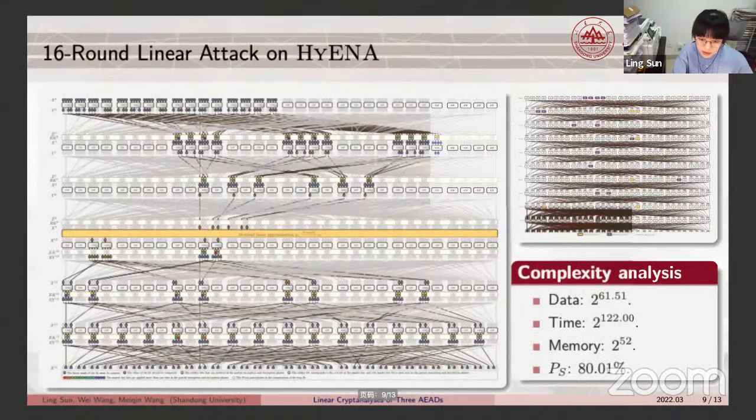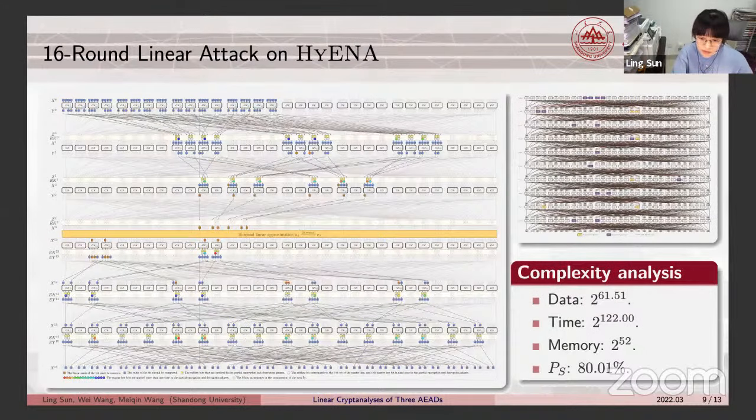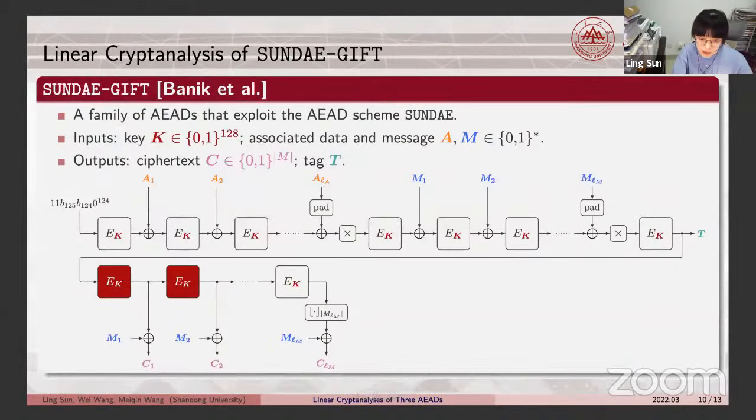To accomplish the search of linear approximations fulfilling these restrictions, we replace the second part of extra Boolean equations in the specialized set problem. With a 10-round distinguisher, we realize a 16-round attack. Then we analyze SUNDAE-GIFT. It is a family of EAD that exploits the scheme SUNDAE with GIFT-128 as the underlying block cipher.